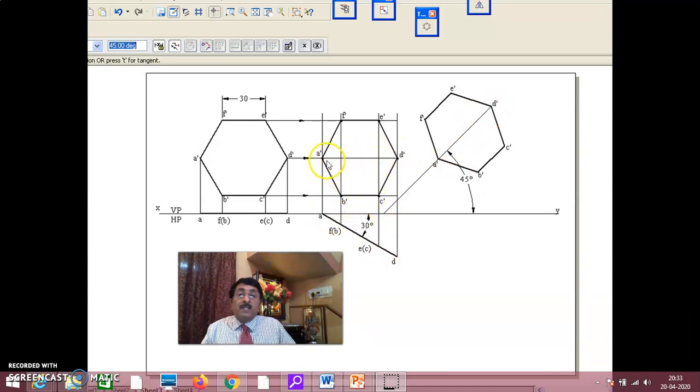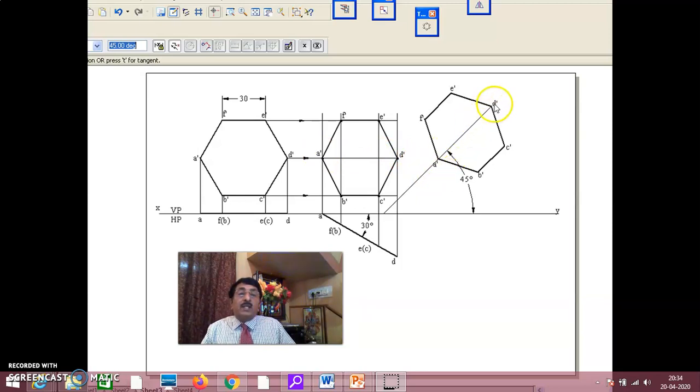Please mind that this is not true length, since it is inclined at 30 degrees to VP. Okay, 30 degrees to VP, this is not in true length. That is why, as per the problem given, what I have done here is draw the front view of the diagonal that contains the corner in VP, A dash D dash. Front view, it is not true length.